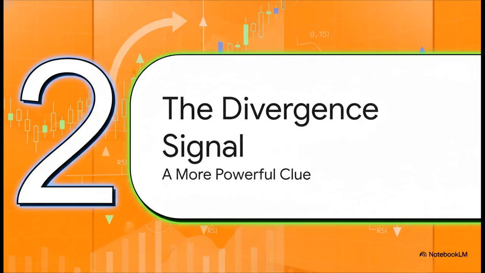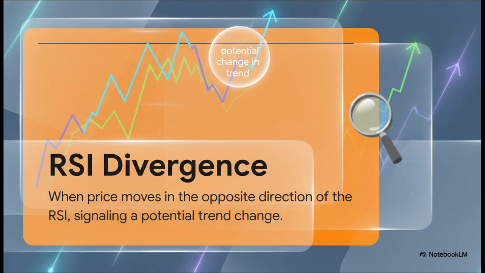Okay, so if the old way is a trap, how do the pros actually use the RSI? Well, they're not looking at those simple overbought or oversold levels. They're looking for something way more powerful, something called a divergence signal. RSI divergence is pretty much what it sounds like. It's when the price and the indicator start to disagree with each other. They're telling two different stories. And notice that word potential. This is super important. It's not a guarantee that the trend is over, but it's our first big clue that the momentum might be running out of gas.